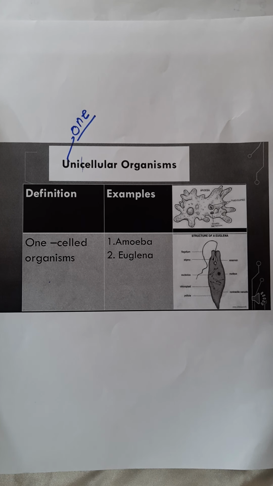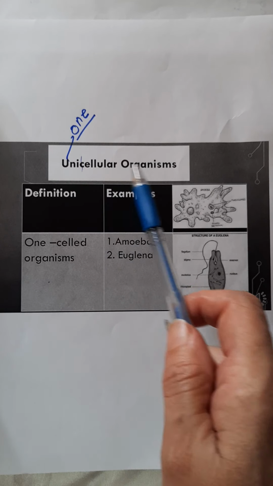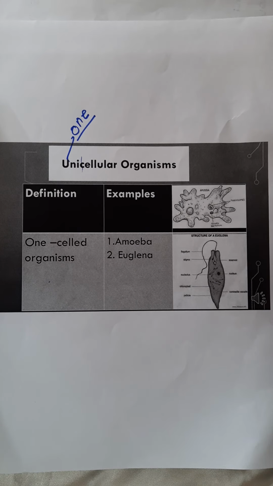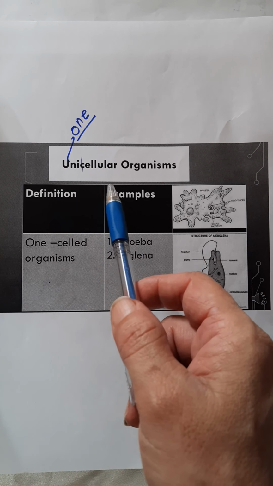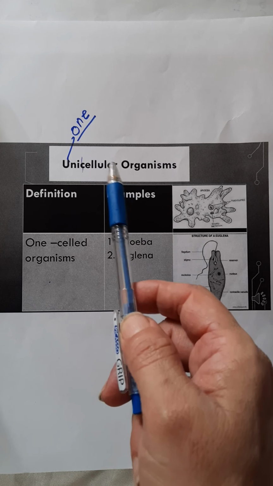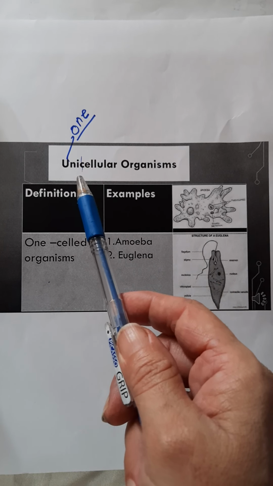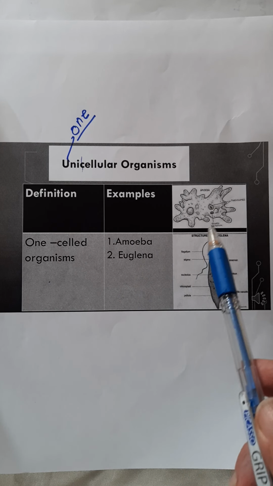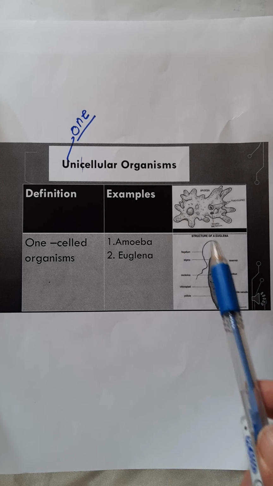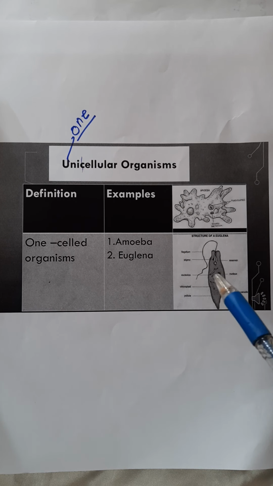Now I am going to move towards the next topic, and that is unicellular organisms. Dear students, as you know, organisms are divided into two groups, unicellular organisms and multicellular organisms. Now first comes the unicellular organism. Uni means one and cellular means cells. So those organisms which are made up of only one cell are called unicellular organisms. For example, amoeba and euglena. This is the diagram of amoeba and this one is the euglena.